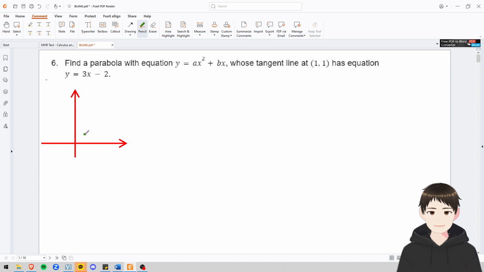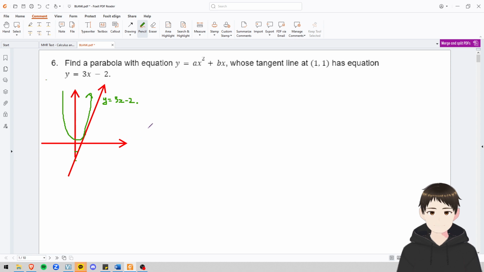So it implies that (1, 1) is part of the equation, part of the parabola, and from (1, 1), there is a tangent with the equation y equals 3x minus 2. So that red arrow equals y equals 3x minus 2. Okay? So the parabola could look like this. Like, I have no idea. I'm just going to assume that it looks something like that.